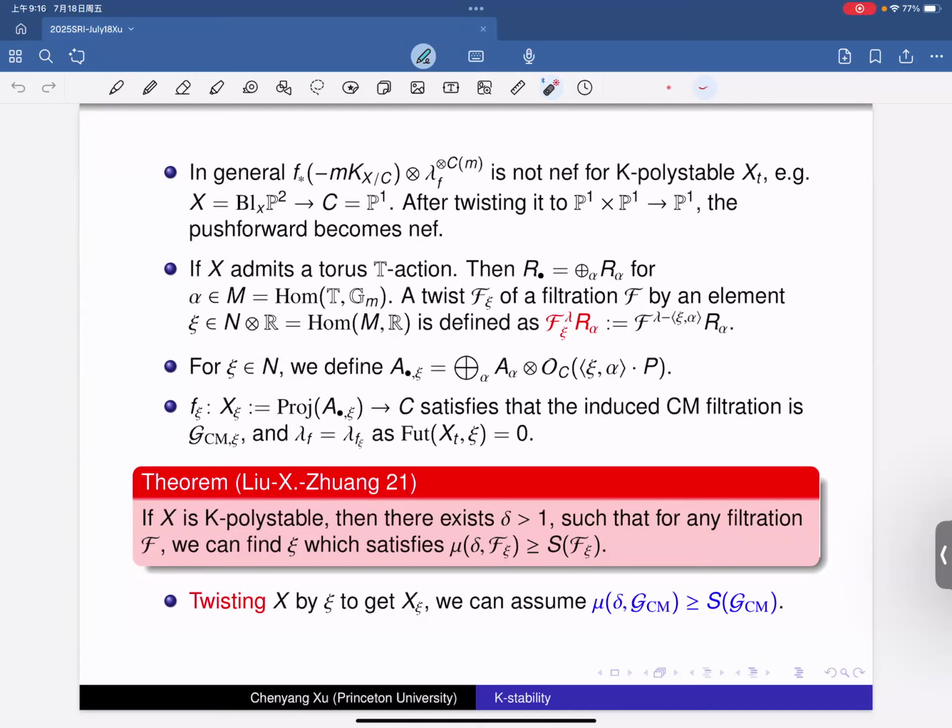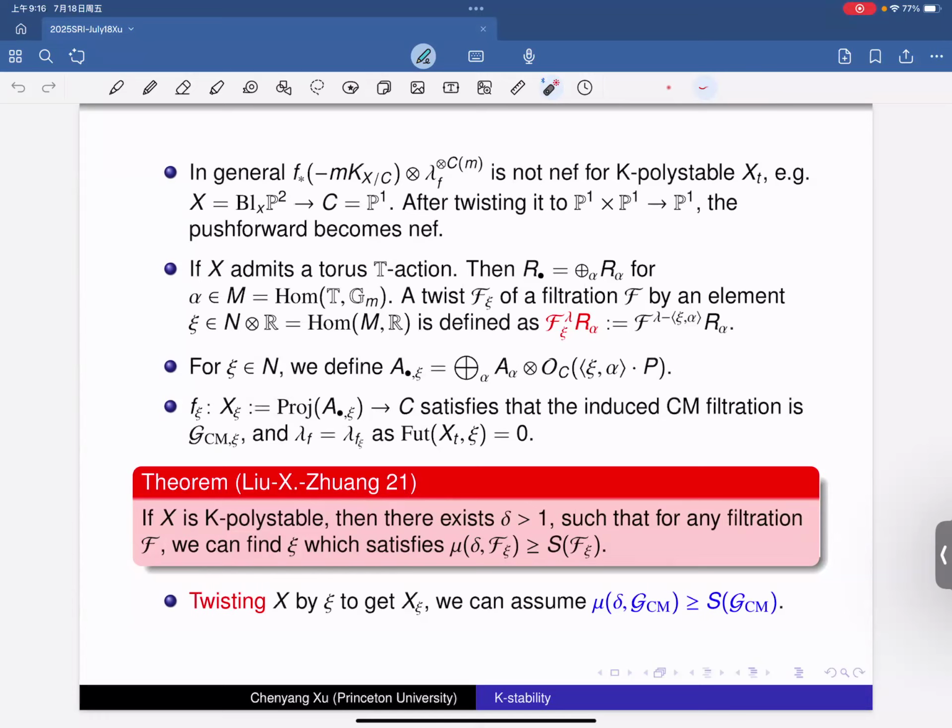But what we can do is twist this family to P1 times P1. Then you push forward, the vector bundle becomes balanced. It's just O everywhere. Then it's nef. So we want to incorporate this idea for general families of Fano varieties. So somehow we want to twist it. But where does this twist come from?